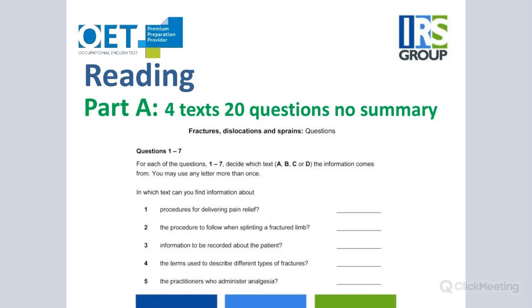So let's look at the type of questions you would be getting in part A. Here we don't have any audio, it's reading. This is your reading test. You'll be given 20 questions and also 4 texts. From the 4 texts, you need to quickly go through the text.